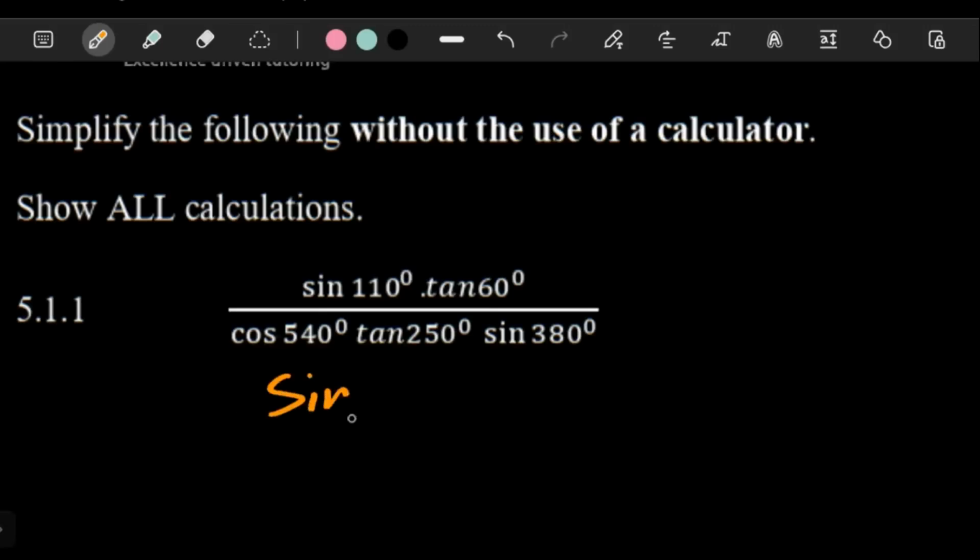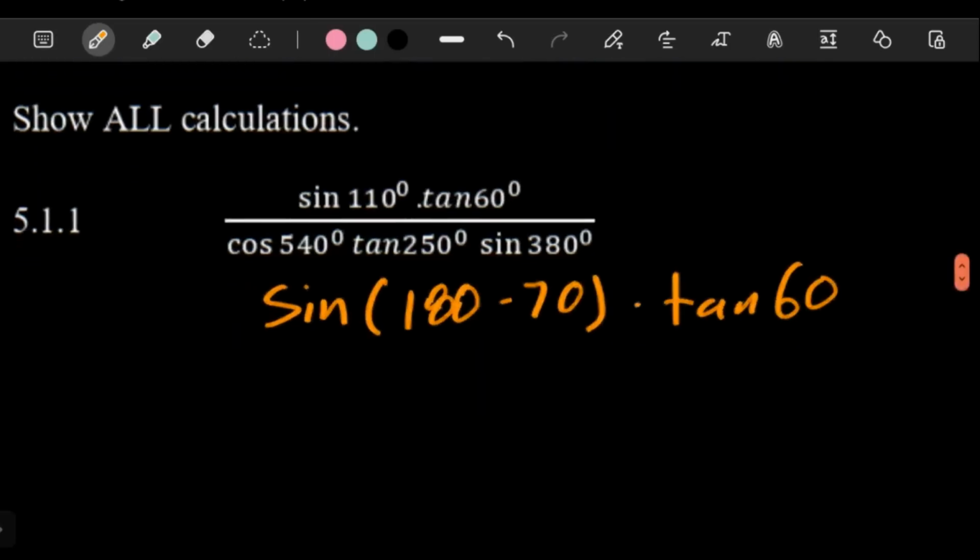Sine 180. I will just see, it's a 7-mark question, so don't be too quick to disregard certain things. 60 is already a special angle, so you really don't have to do much yet. What I always say is, if your numbers are bigger than 360, remove the highest multiple of 360. That's going to give you 180, which is good.